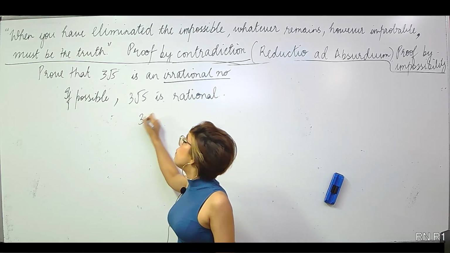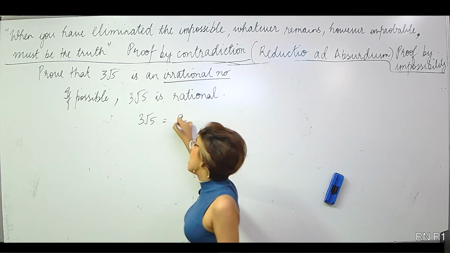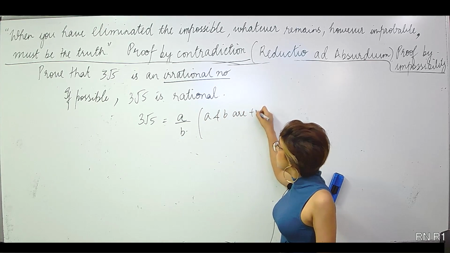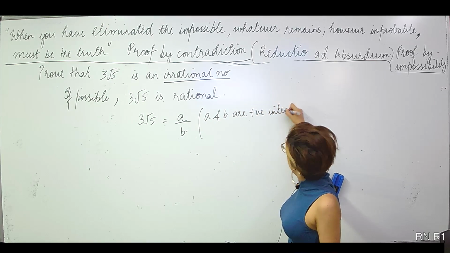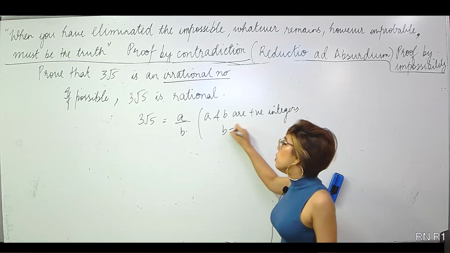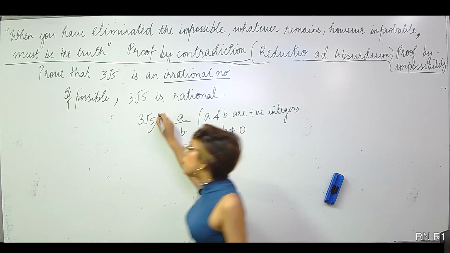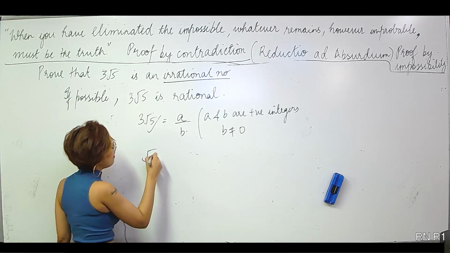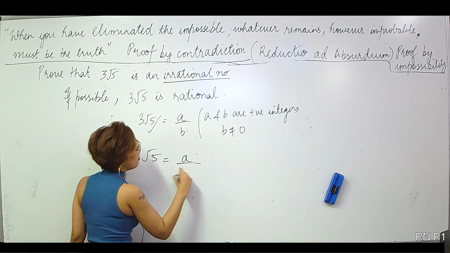That means I will suppose that 3 root 5 is rational. Right? That means 3 root 5 can be written as the ratio of A and B, where A and B are obviously positive integers. And B is not equal to 0. Now I know something about root 5, so I will try to isolate it. So put 3 in the denominator. So root 5 is equal to A by 3B.